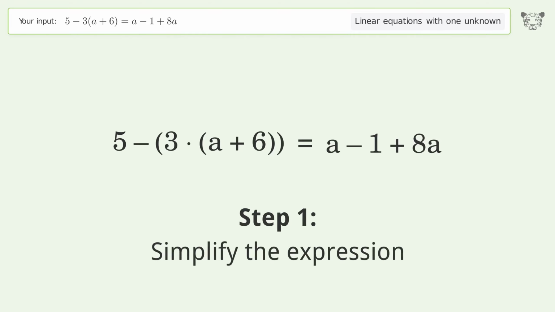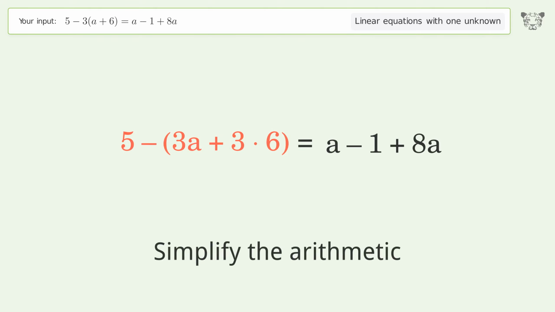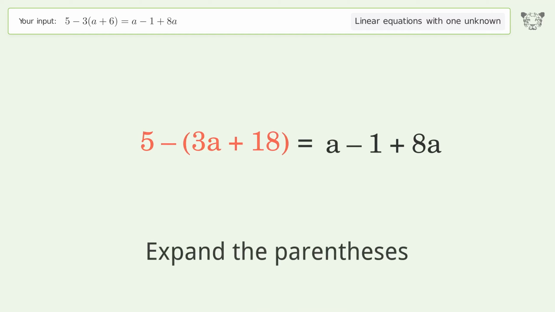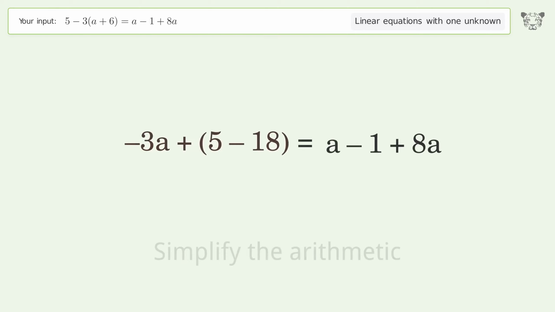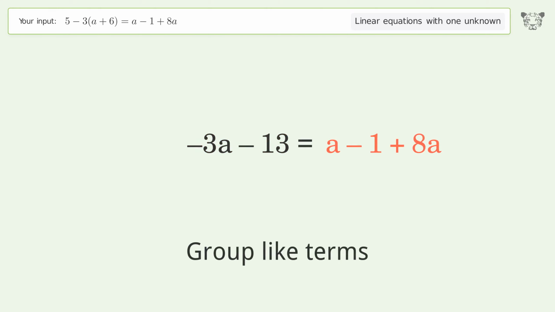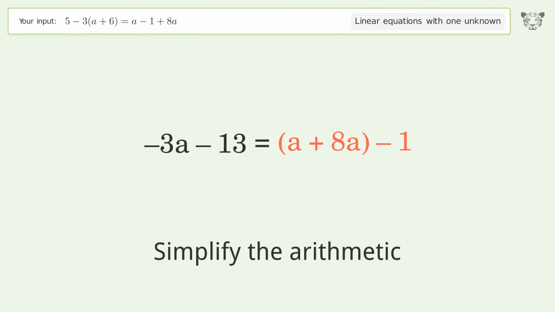Simplify the expression. Expand the parentheses. Simplify the arithmetic. Expand the parentheses. Group like terms. Simplify the arithmetic. Group like terms. Simplify the arithmetic.